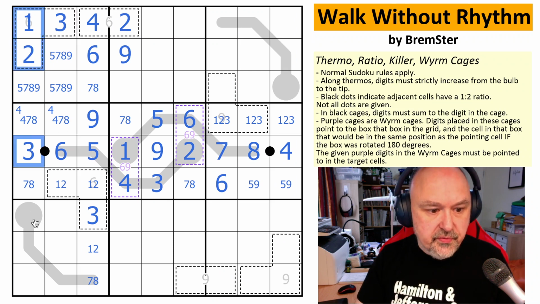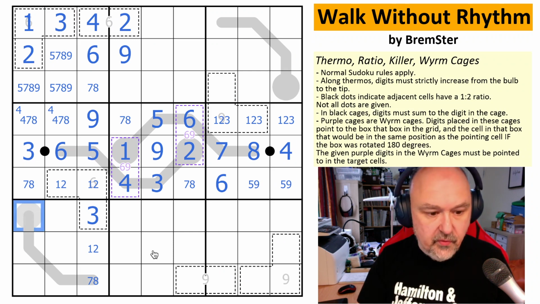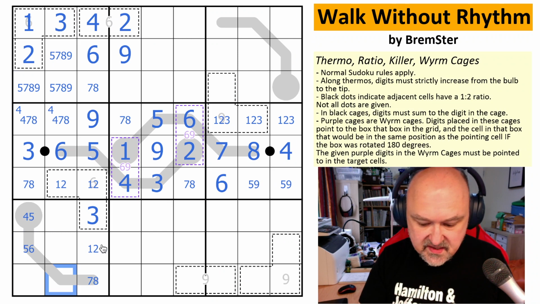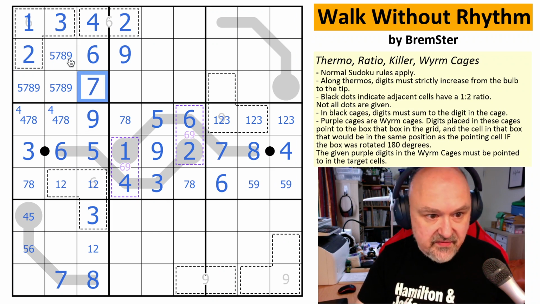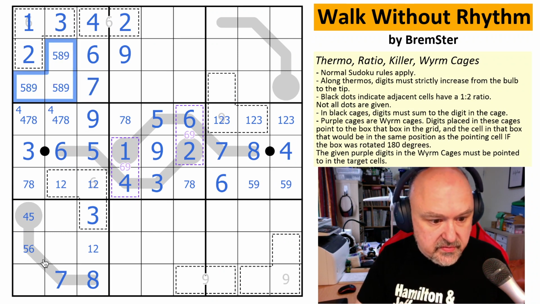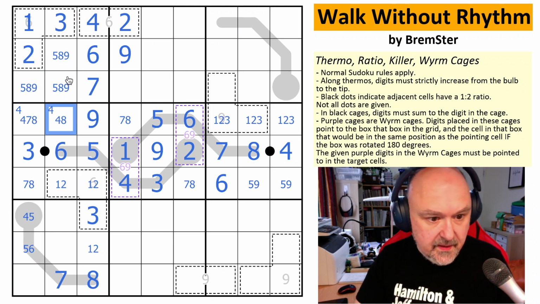Okay. 1, 2, 3. The minimum this can be is 4. So, and the maximum this can be is 8. So 8, 7, 6, 5. So this is 4, 5, 5, 6, 6, 7. That can't be a 6 though. So that's the 7, that's the 8, which makes that the 7, and I can take 7 out of all of those. There's no 7 there.